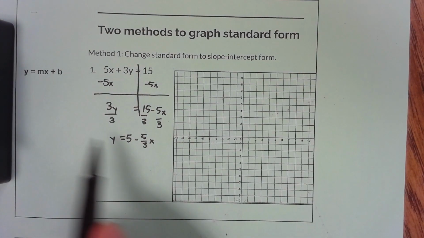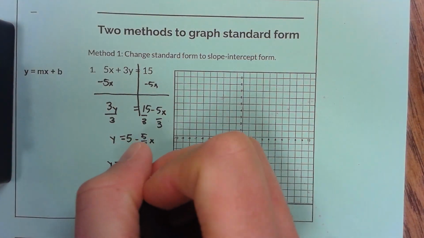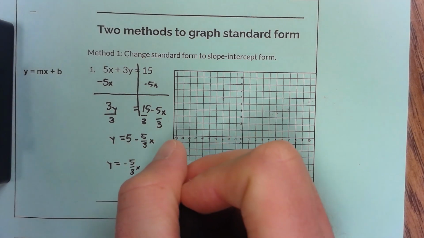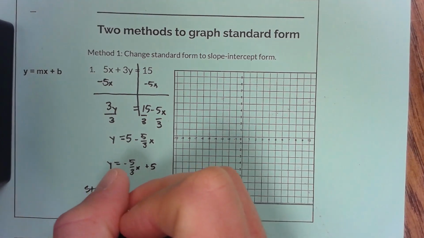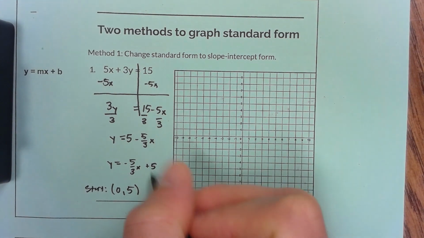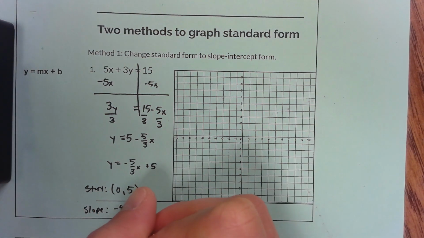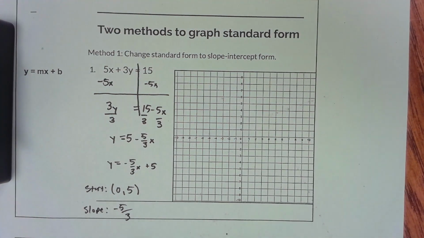Yes, it doesn't look exactly like mx plus b because these terms are rearranged. So let's just fix that. Let's put the negative 5/3 x first and then plus 5. And so now I can see that my start point is at 0, 5. So that's my intercept. And then the slope here is negative 5/3. So it's a negative slope line, so I should picture it going down as I go to the right.